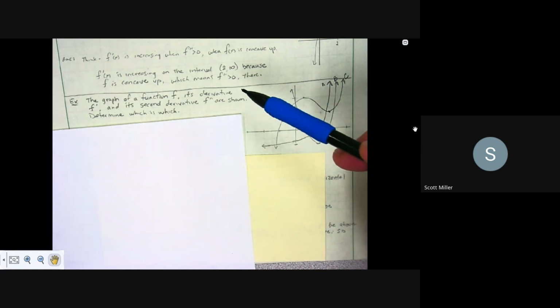The last one right here is, I give you this picture. There are 3 graphs drawn in here. You have A, B is the parabola, and C is this one right here. Okay? So the graph of a function, f, its derivative and its second derivative are shown. Which one is which? So I have a function, I have its derivative, and I have its second derivative drawn right here. You have to determine which one of these is those.